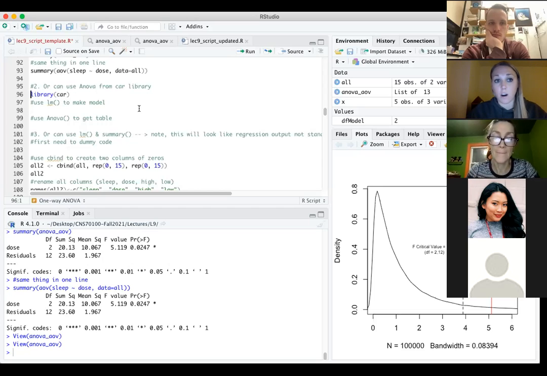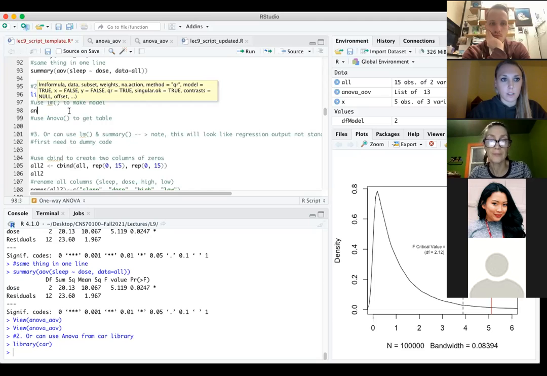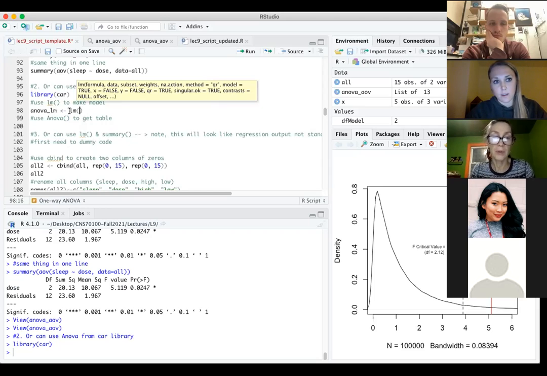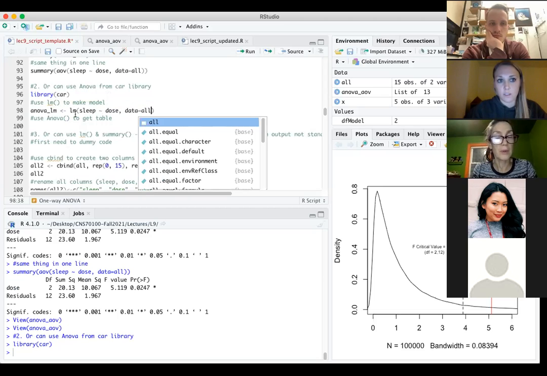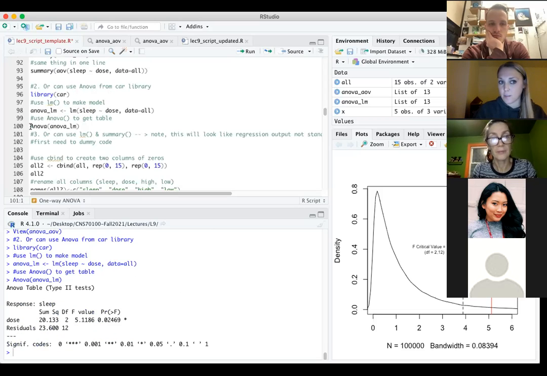There's also the car library that you can use for this ANOVA function right here. If you don't already have the car library installed, do install.packages for car. I'm not going to do that so it doesn't update. So if you use LM, we'll call this ANOVA LM, do LM, and you're going to do the exact same thing: sleep tilde dose, data equals all. So again, this formula method. And now if we do ANOVA LM, you can see it gives you the exact same output.